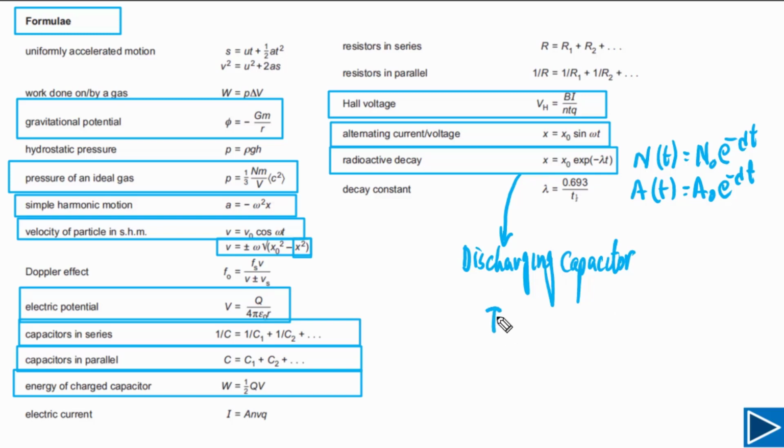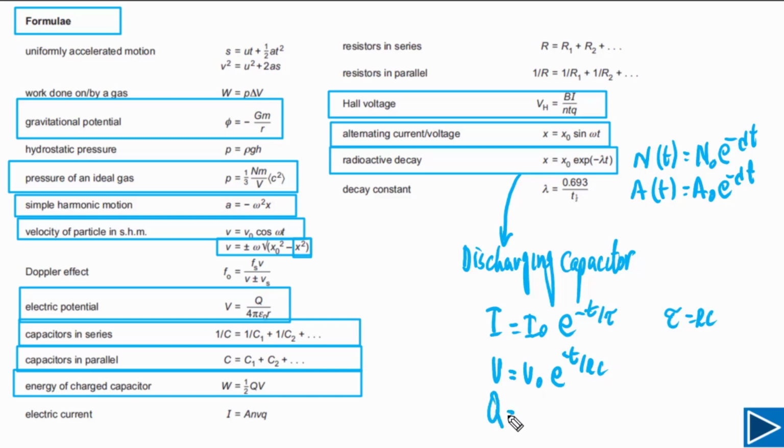When a capacitor discharges, I is equal to I naught e to the power of minus t over tau. So tau is equal to RC. You can also remember this one with the help of this relationship. And when a capacitor discharges, V is also equal to V naught e to the power of minus t over RC, where tau is the time constant.